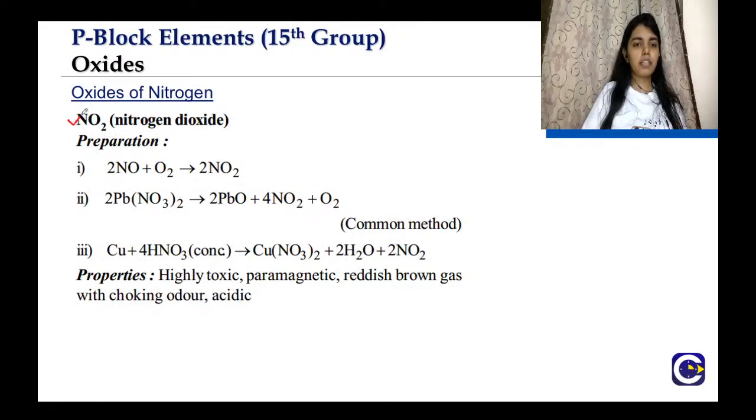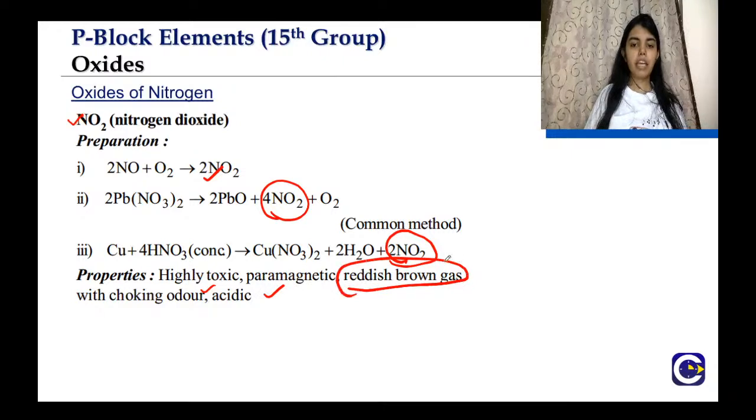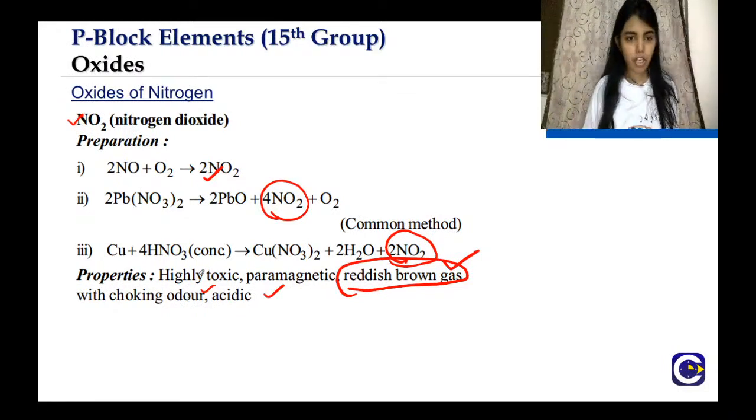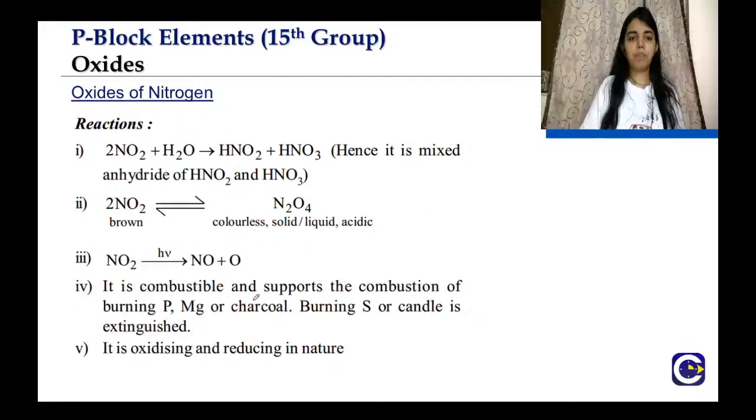Coming on to NO2, nitrogen dioxide. NO plus O2 will give you NO2, which we have already done. Or you can decompose lead nitrate, which will also lead to the formation of nitrogen dioxide, or you can treat copper with nitric acid, which will lead to the formation of copper nitrate and NO2. Coming on to the properties, it is a highly toxic, paramagnetic, reddish brown gas. This is important, that NO2 is a reddish brown gas. I am repeating it again and again because it will be beneficial in cation and anion detection itself. It has a choking odor and is also acidic in nature.